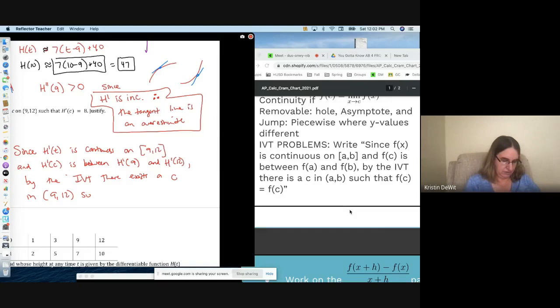Such that h prime of c equals, what? Oh, equals our number, equals 8. There you go. So I like that. Probably the most important words that you say in this whole thing are that it's continuous, and then just the conclusion that there exists a c.